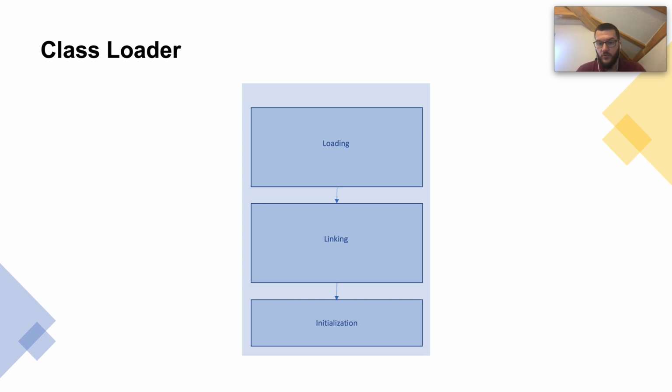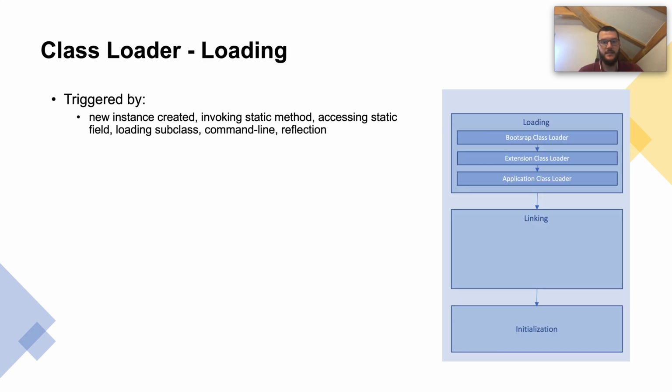We will now go through each phase in detail, starting from loading of the class. The loading phase looks for a physical .class file and loads it into memory. Loading is triggered when we instantiate a class, also when calling the static method on a class.